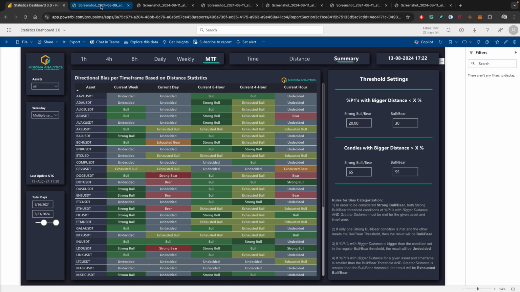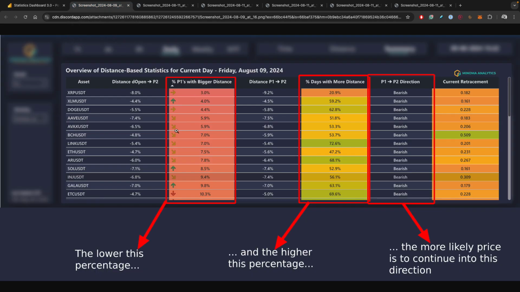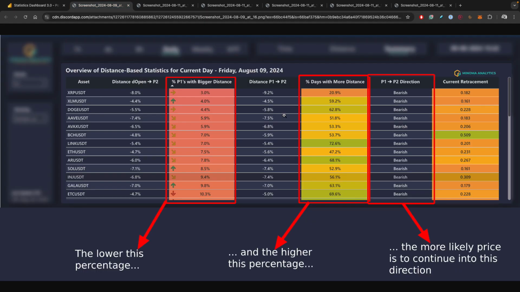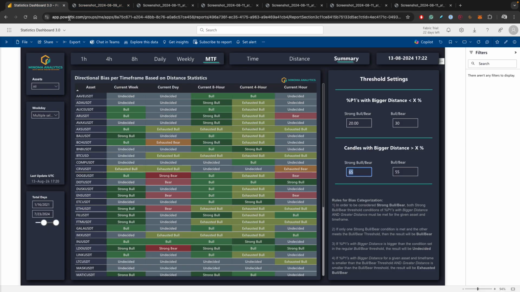So you have seen that we have applied this logic of saying, well, the lower this is and the higher this is, the stronger the direction. What you're basically doing in strong bull bear is saying, okay, how low would I consider a very high probability of P1 holding? So how low does this have to be? And how high does this have to be that I consider a high probability of P2 being taken out? Because this is this statistic right here.